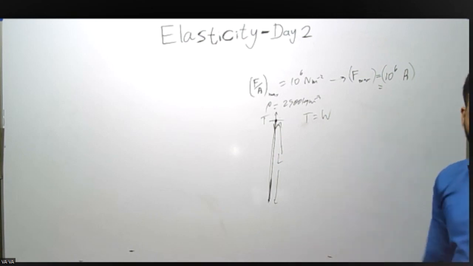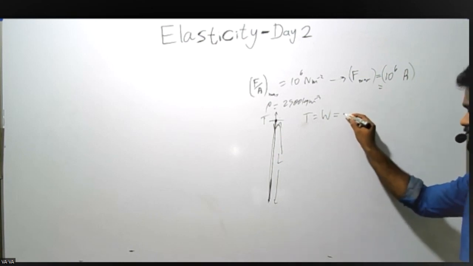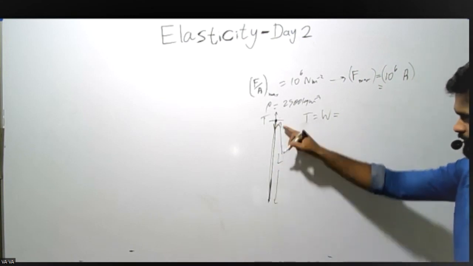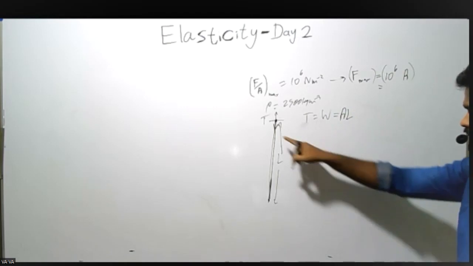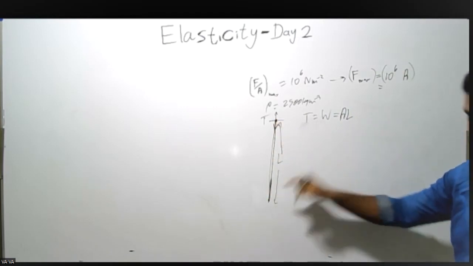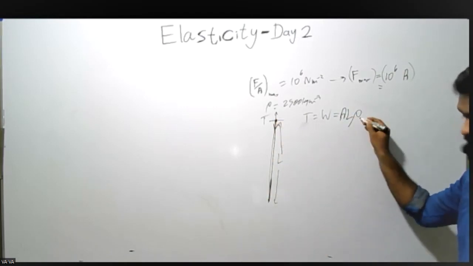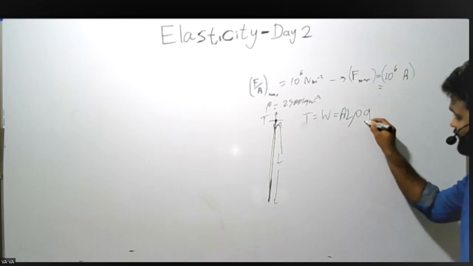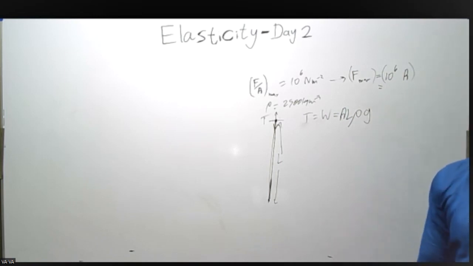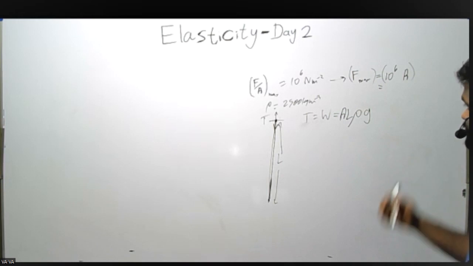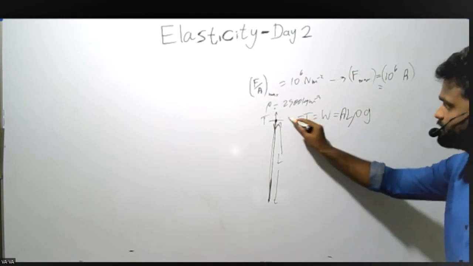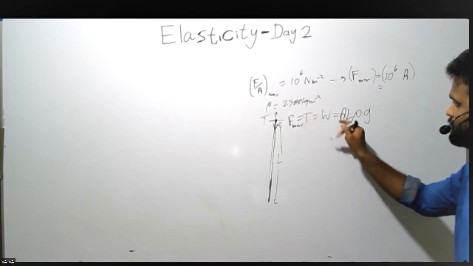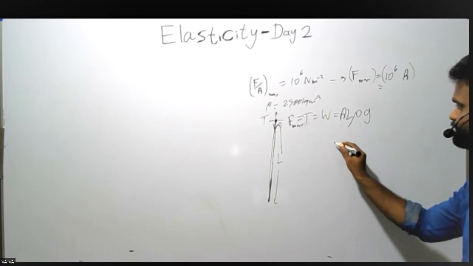So how can we write the weight of the wire here? Weight of the wire is volume of the wire. Volume is cross section times length. Cross section times length is the volume, times density is the mass of the wire. Then multiply that by G. Then you get the weight of the wire, right? So this W is equal to F max. Substitute this whole thing here.